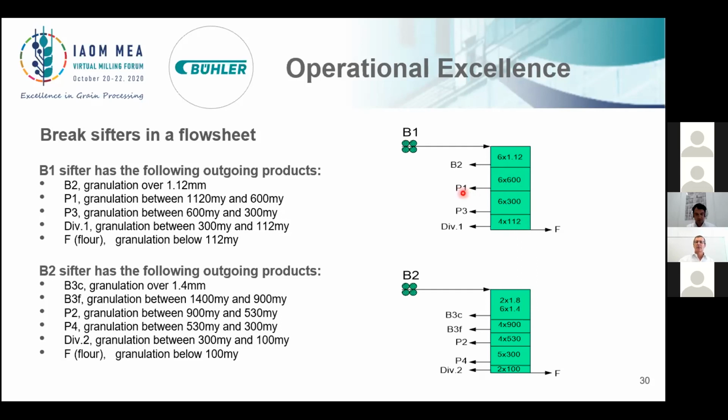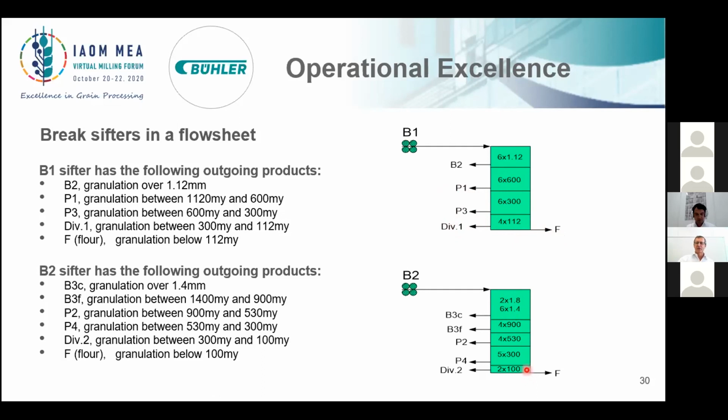Here we go to P1, purifier 1, we go to purifier 3. We have the divider, so from the break, and we have the flour. Here we have a second break. We have 2 types of sieves, 2 times 1800 micron, 6 times 1400 micron. Next is a 900 micron, 530, 300, and 100.